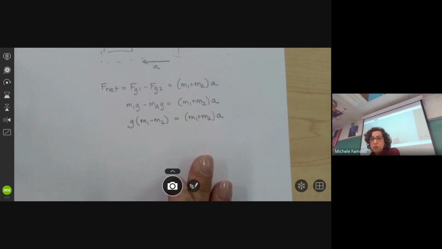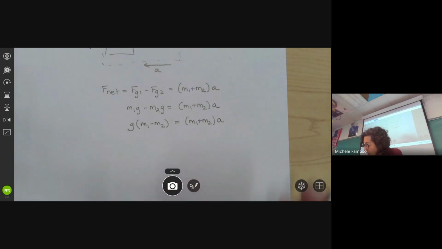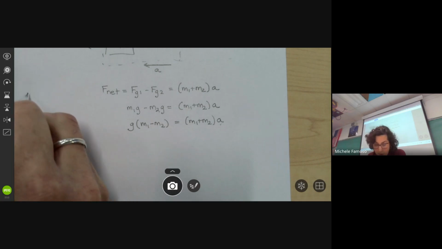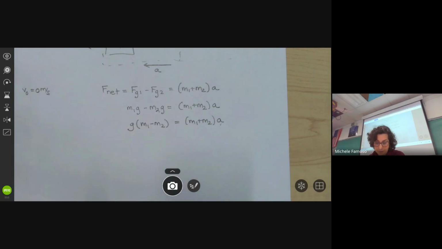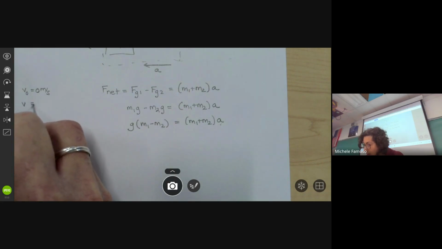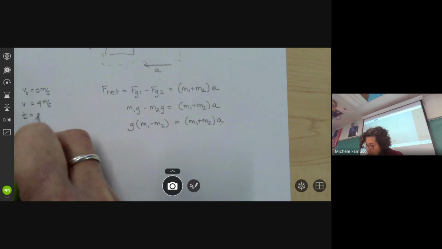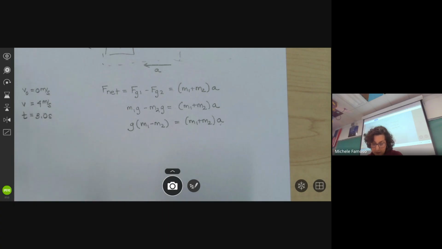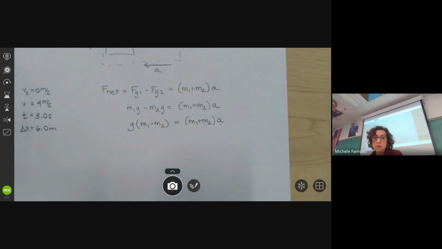And now what I'm going to do is solve for a, or actually, I'm just going to leave it alone. I know what a is, and I can get a from the data that was provided to me. I know that the initial speed of my system is 0 meters per second. It ends at 4 meters per second. That happens in 3.0 seconds. And I know that the displacement is 6.0 meters.